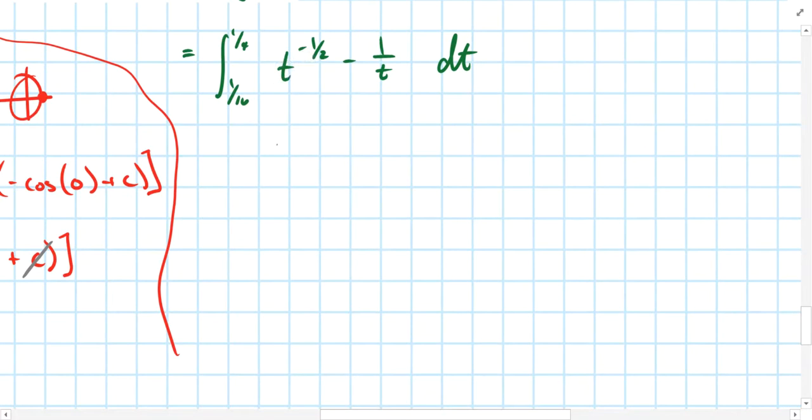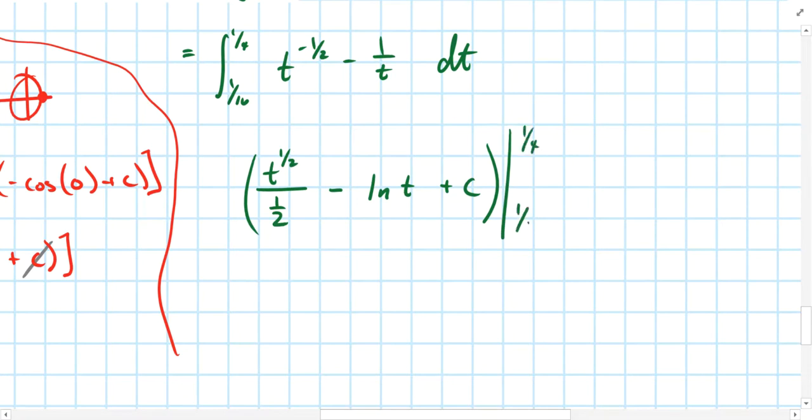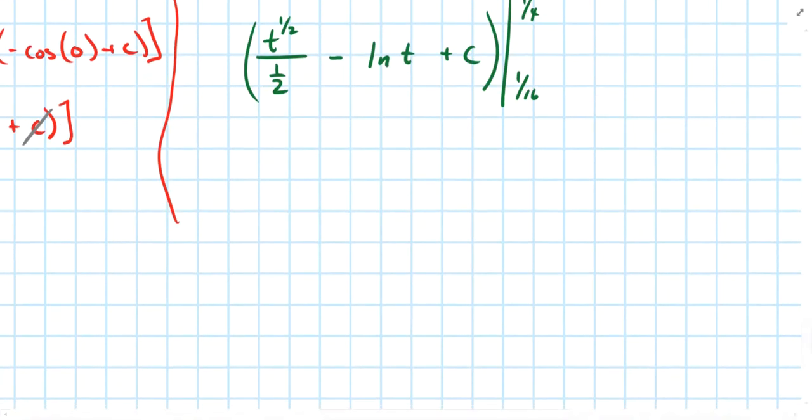So as far as our antiderivatives go, we can use the power rule on this term. So that's adding 1, that becomes t to the 1/2 power divided by 1/2. So t to the 1/2 power divided by 1/2, that takes care of this term. Minus, now the antiderivative of 1 over t ends up being the natural log of t. And of course plus c for our unknown constant. If we are to evaluate this function at 1/4 and 1/16, then the difference between those two results will indicate our area underneath the curve.